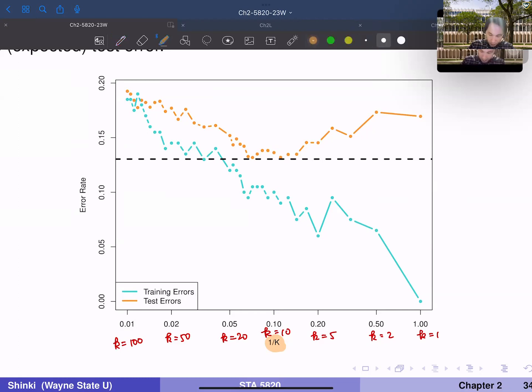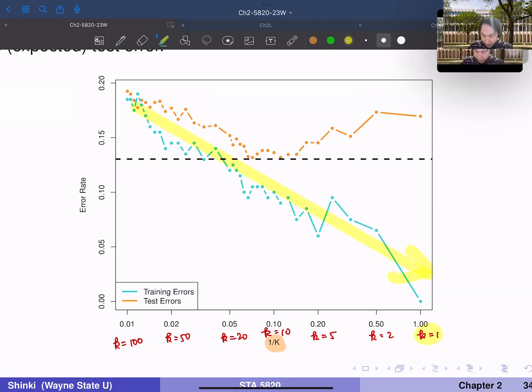So with the training data set, the error becomes smaller and smaller as k gets smaller, or 1 over k gets larger. The data has some fluctuation, so sometimes the training error gets larger even when k is smaller. But as a tendency, it gets smaller and smaller.